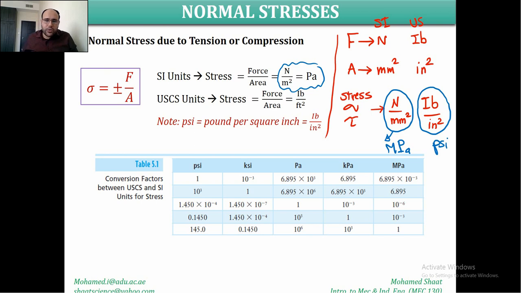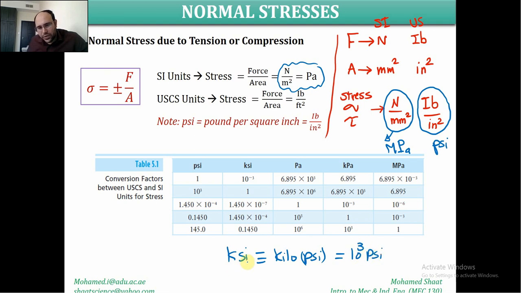This table includes the conversion from PSI to KSI. KSI is like kilo PSI. That's why the unit system in the American unit system is kind of tricky. You could understand KSI as kilo PSI. We mentioned that kilo is equal to 10 to the power 3 PSI.